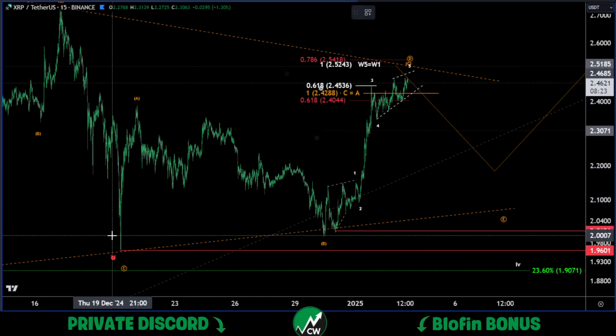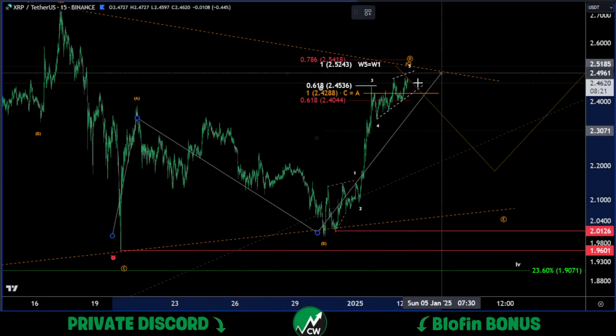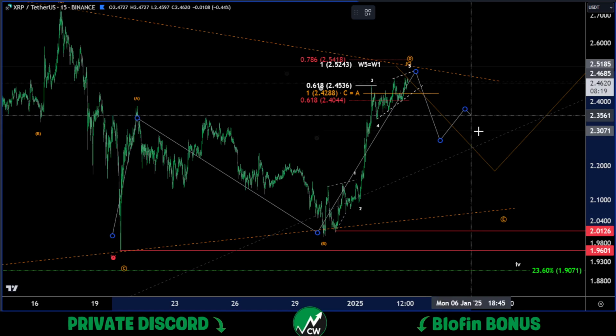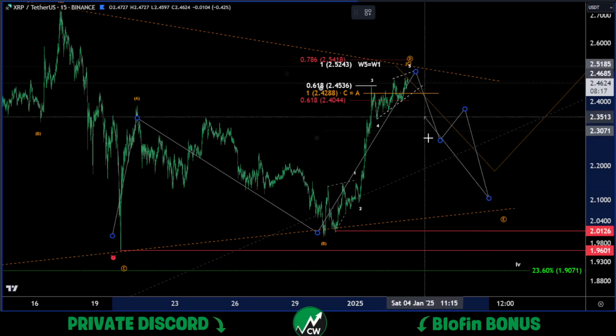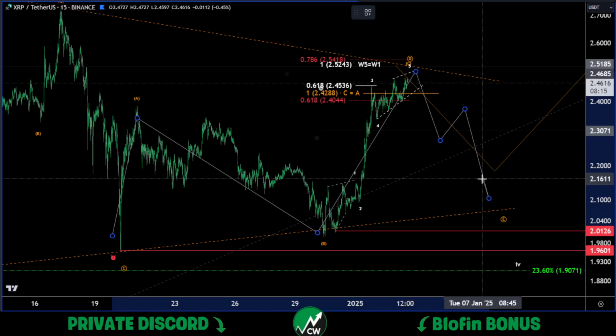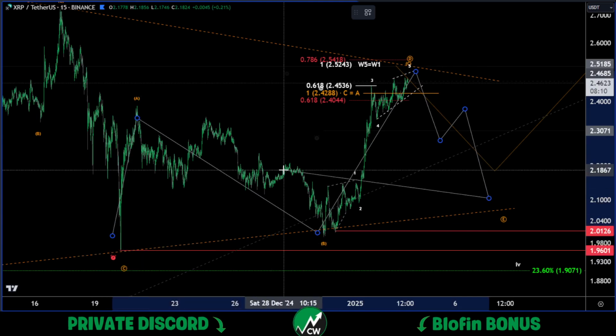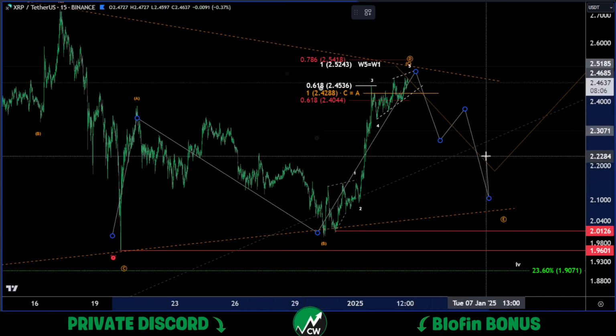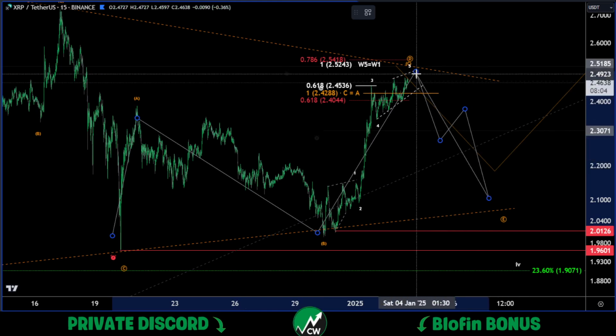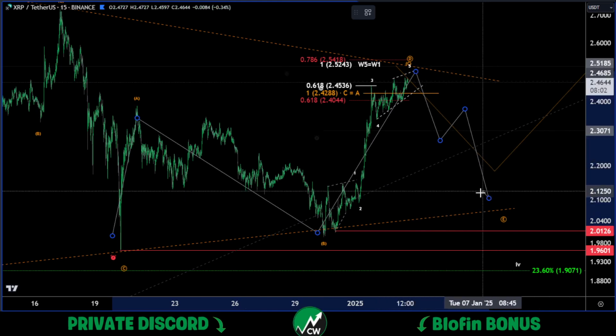Now, for this D wave, we're looking for a simple A, B, C. When 5 waves are complete, we want a 3-wave move back, preferably an A, B, C, and we should protect this C wave low at 196.01 in that scenario. So if this plays out, again, this is your last chance to have a very good entry on this.